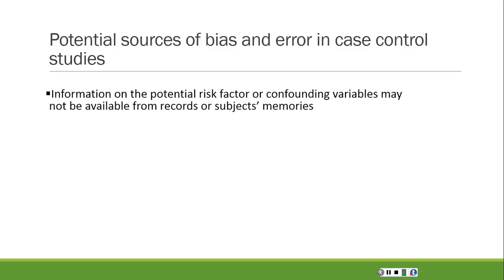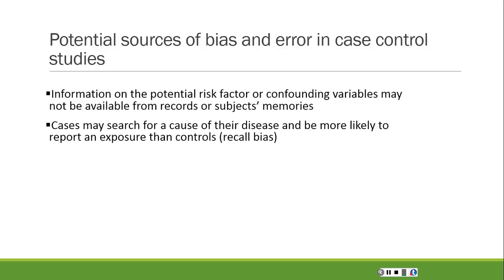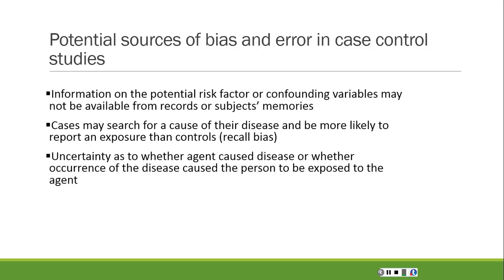Some of the sources of bias and error in case control studies include that the information on the potential risk factor or confounding variables may not be available, as I mentioned, from records or subjects' memories. Cases may be more likely to search for a cause of their disease and be more likely to report an exposure than controls, for the recall bias, as we mentioned. And there can be uncertainty as to whether the agent caused the disease or whether occurrence of the disease caused the person to be exposed to the agent.